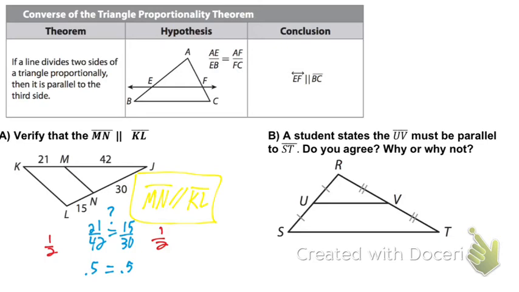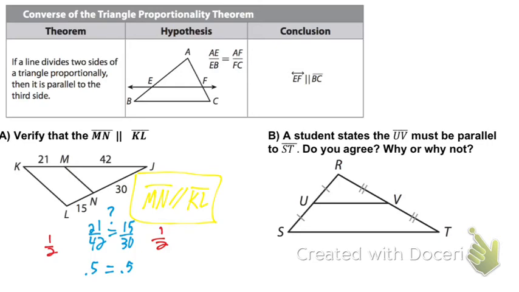Let's move on to B. A student states that segment UV must be parallel to segment ST based upon our given information. Do you agree? Why or why not? Okay, well, what do we have to do here to figure out if we should agree or not?